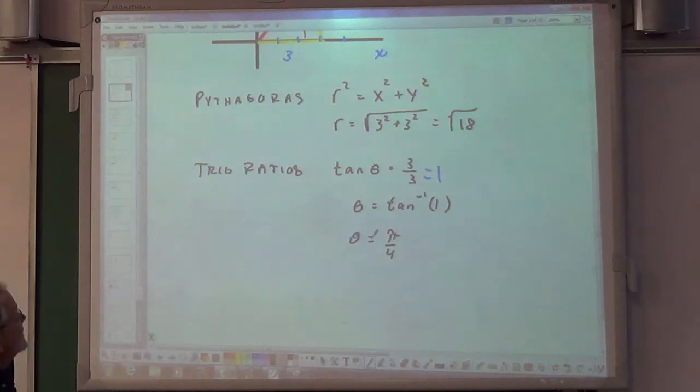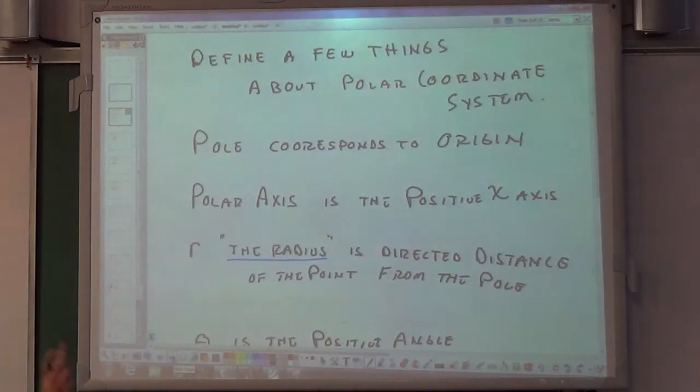Here we go. Before we do another example, let's define a few things about the polar coordinate system. A few definitions that we need to know. The pole corresponds to the origin. So when I speak about the origin in polar coordinates, I'm going to call it the pole. The polar axis is simply the positive x-axis.